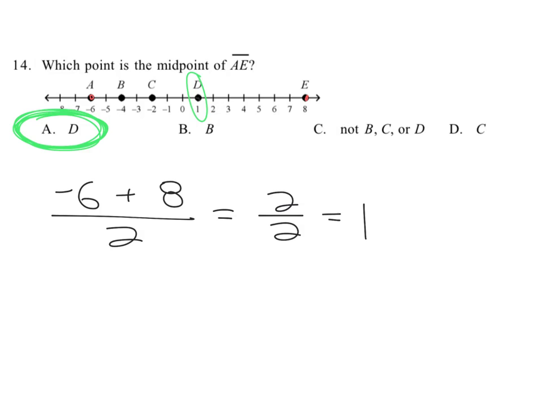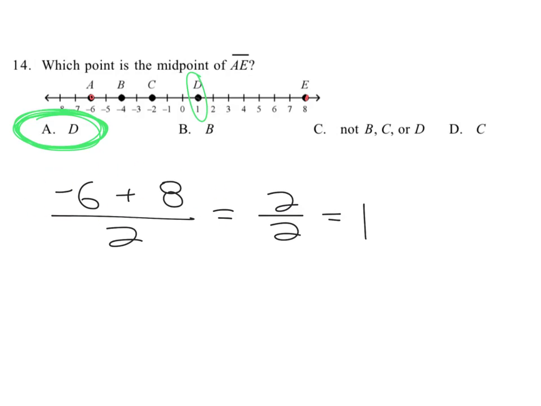We should be able to count the same number of units from one endpoint to D and the other endpoint to D. So we say from here we go 1, 2, 3, 4, 5, 6, 7. And from here we go 1, 2, 3, 4, 5, 6, 7. Okay, that makes sense. If it's in the middle, it's exactly the same distance. But that's how you do it.